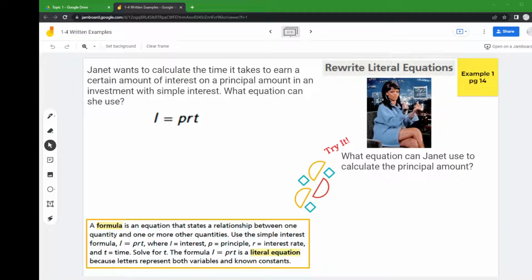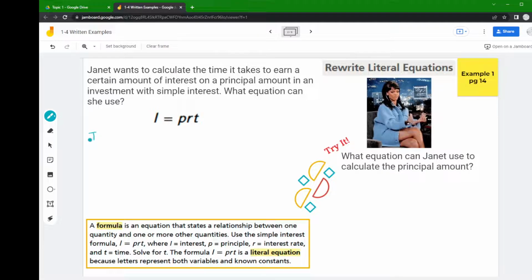Alright, so here in the example it says that Janet wants to calculate the time that it takes to earn a certain amount of interest on a principal amount in an investment with simple interest. What equation can we use? Now you probably, being in Algebra 1, have never seen this formula before.